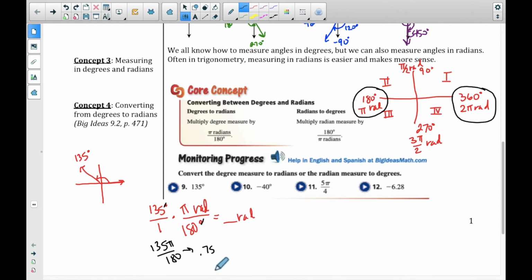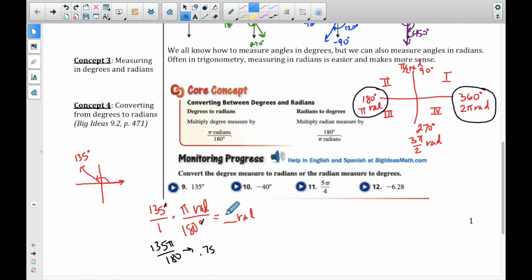Now, I need my pi, so I don't want to leave off my pi, but I'm going to make that a fraction. When we talk about radians, we want them in fractions. We do not want them in decimals. I just did this on my calculator to help you understand it. We need to reduce 135 over 180. And how does 135 over 180 reduce? What does it reduce to?